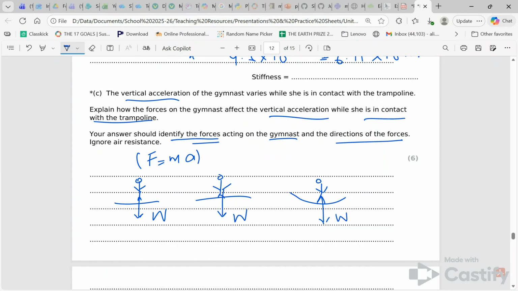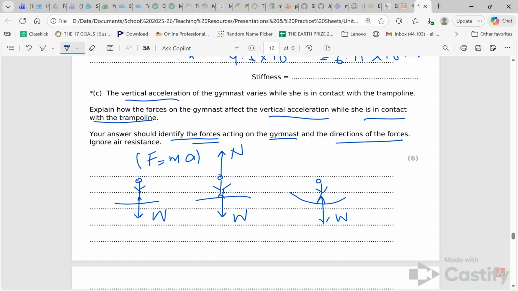Now, when the gymnast is not in contact with the trampoline, then there is only one force, which is a downward weight acting on the gymnast. No other force is acting. When the gymnast just comes in contact with the trampoline, now there is a normal reaction force acting on the gymnast, which actually arises because of the tension in the springs which are connecting the trampoline fabric to the frame, like mentioned in the previous part.